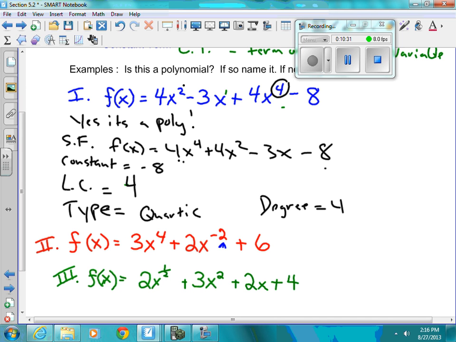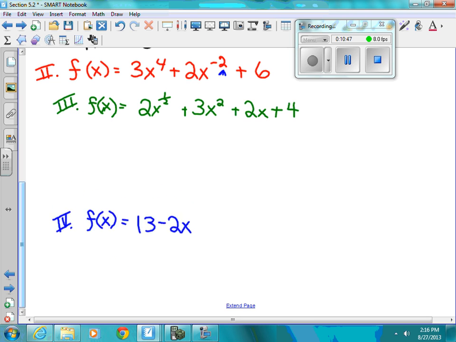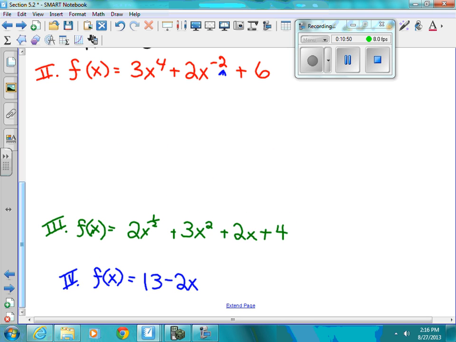So that's how we determine if something is a polynomial or not, how we write it in standard form, what the constant term is, what the leading coefficient is, and how we determine the type. It is from the degree. You really have to know the degree before you can name what type it is. So we're going to go through the rest of these examples. Feel free, as we go through these, to pause and see what you think.